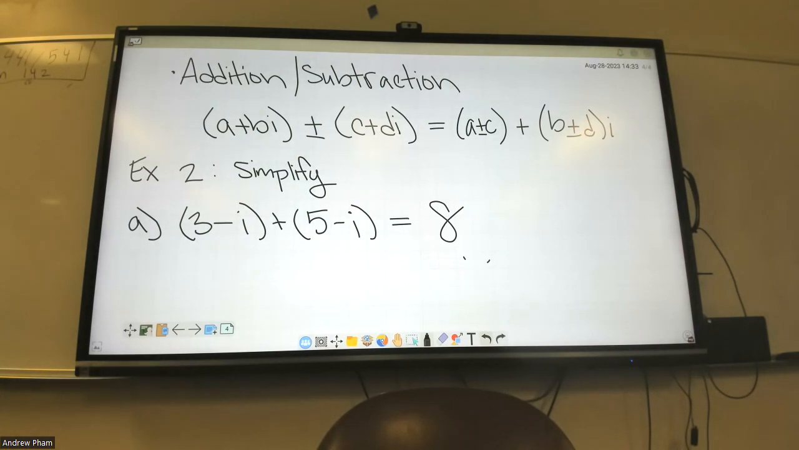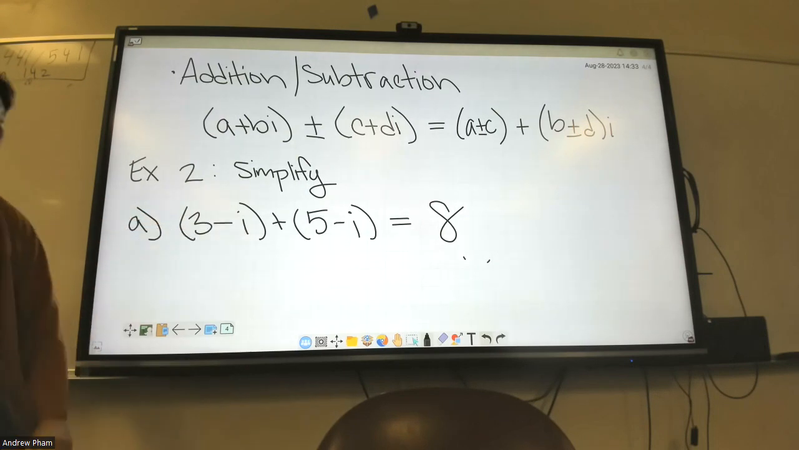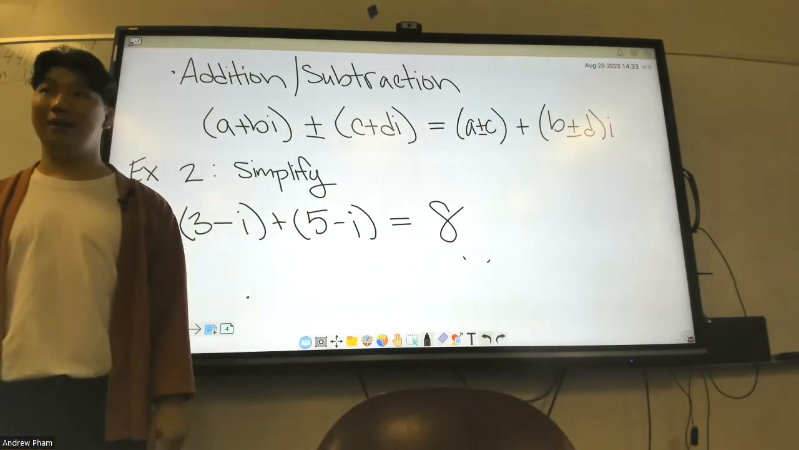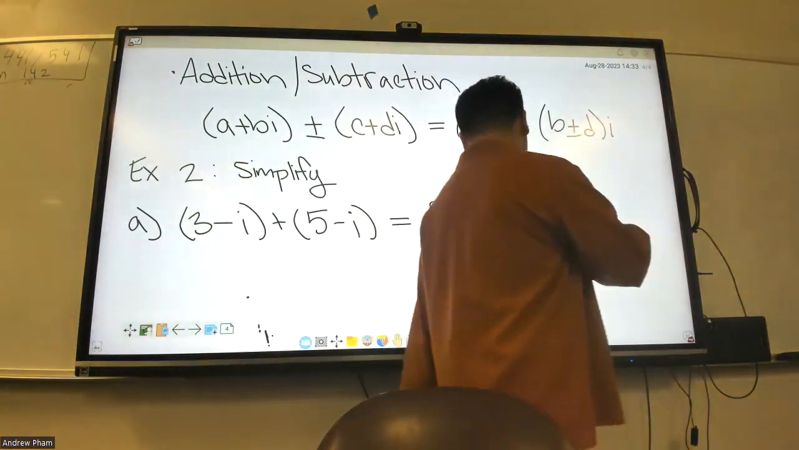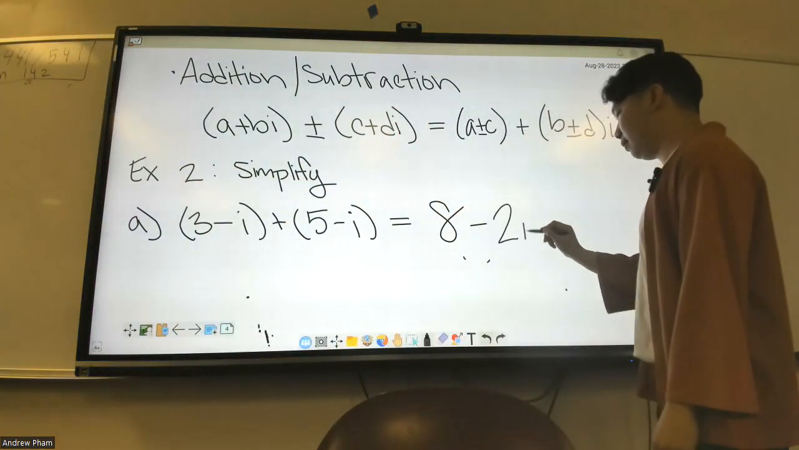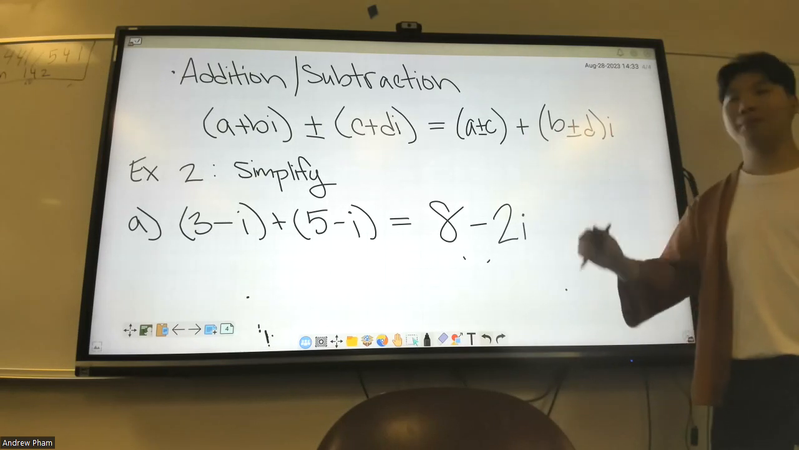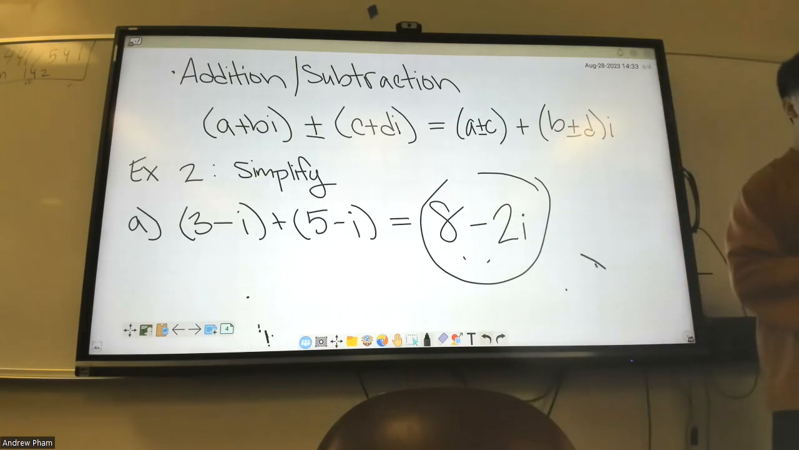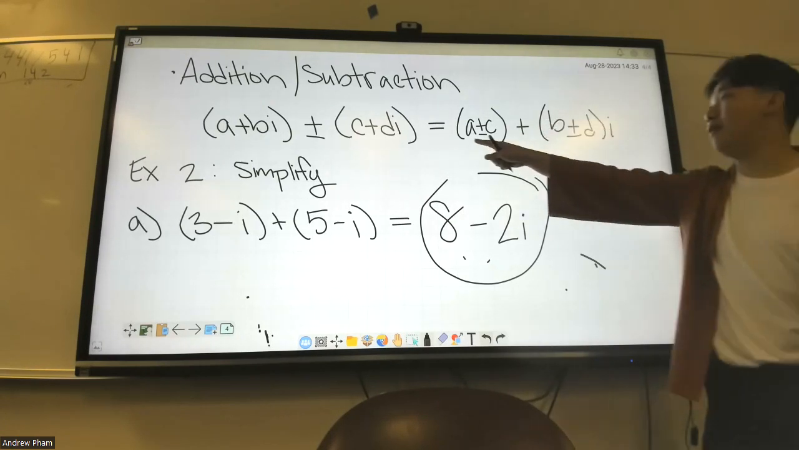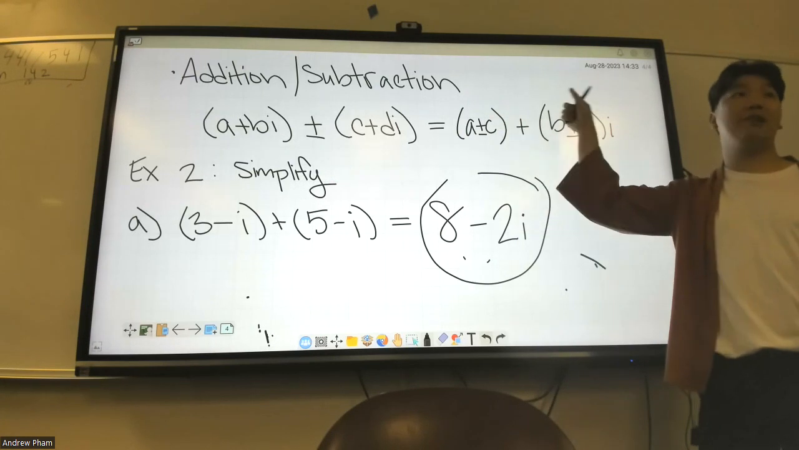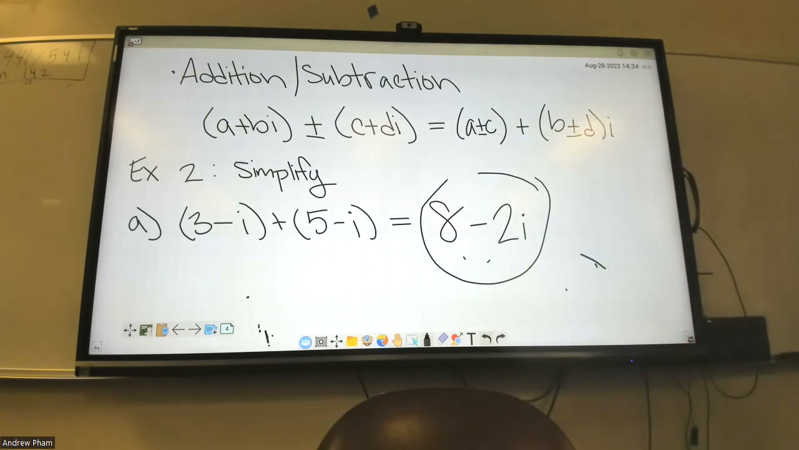Now, what about the imaginary part? We have negative i plus negative i, which is what? Negative 2i, because it's negative 1i plus negative 1i. We're done. Again, you can see how this is just me saying the real part plus the real part, imaginary plus the imaginary. So we have 8 minus 2i as our final answer.